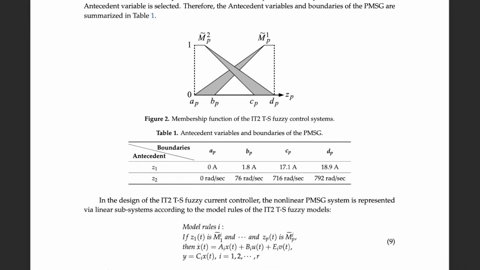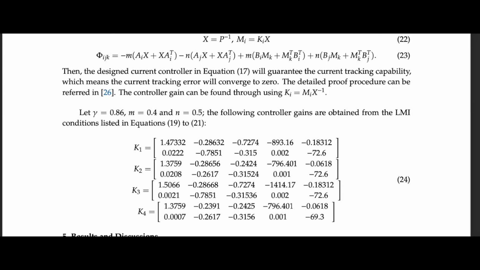Then the memberships are calculated by using some complicated methods here. For analyzing the stability of the control system, they define the performance index, where gamma represents the disturbance suppression ability of the fuzzy system, and it's between 0 and 1. Here are some data and parameters that are involved in the analysis. For the results, you can see the parameters of the PMSG in the following tables.